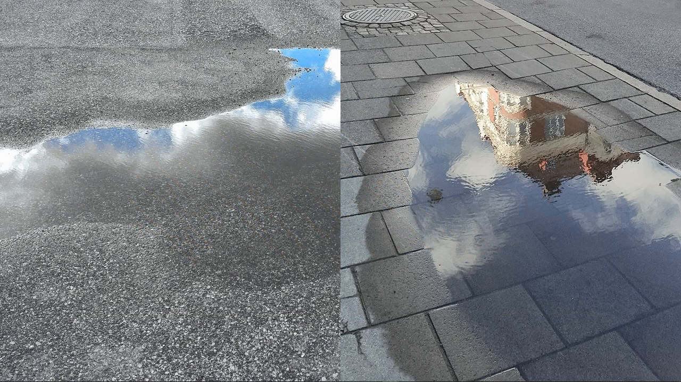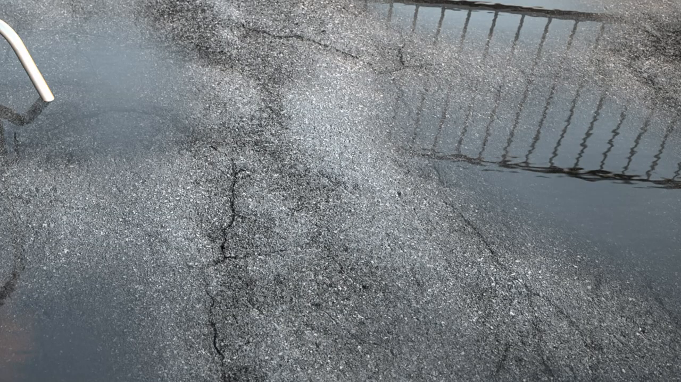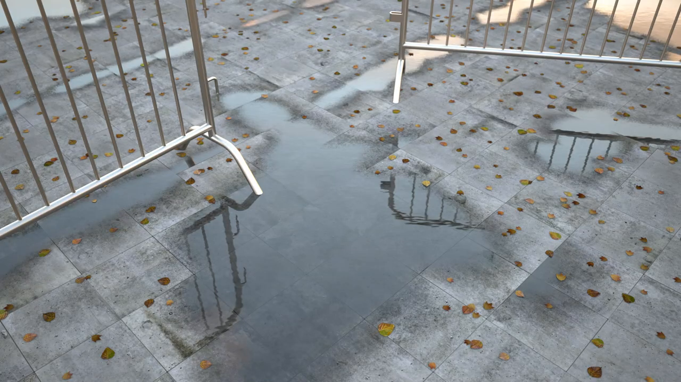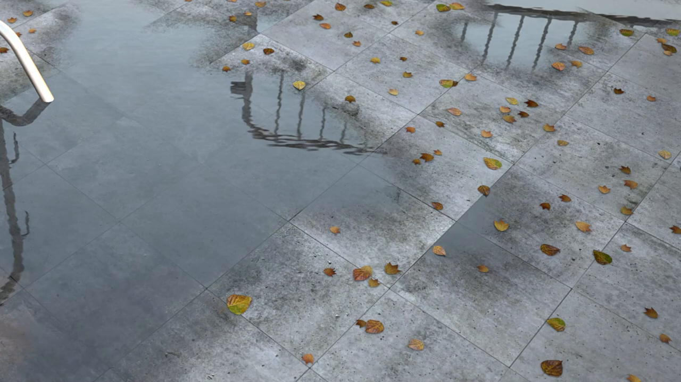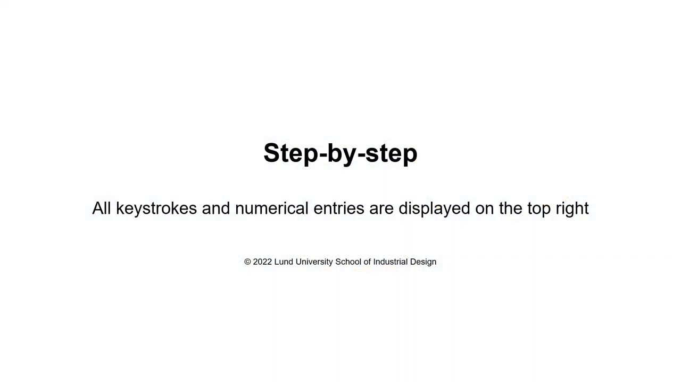So let's look at the basic rendered examples. Wet asphalt. And wet pavement. Once you understand how these materials work, you can easily modify them for other outdoor rendering purposes.